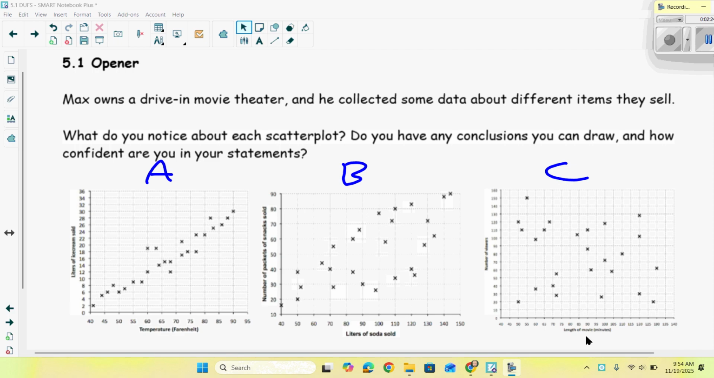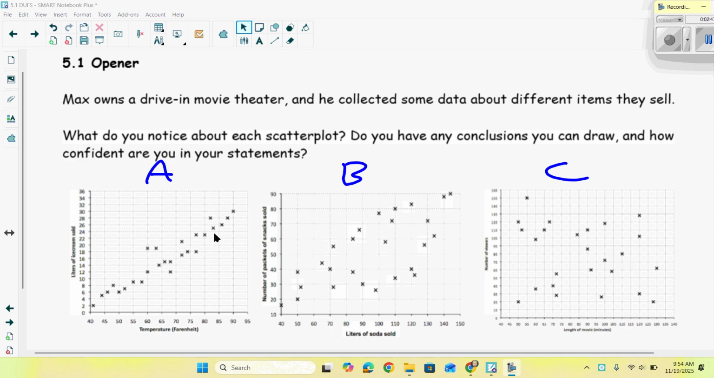And then finally over here, length of a movie and the number of viewers. It looks kind of random. We don't really see a correlation here that can be trusted. You could easily draw a line that has a positive slope or a negative slope, and you wouldn't have much confidence. So we would say there's very little correlation here.